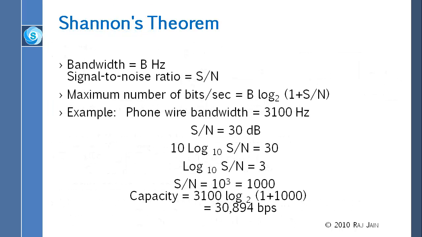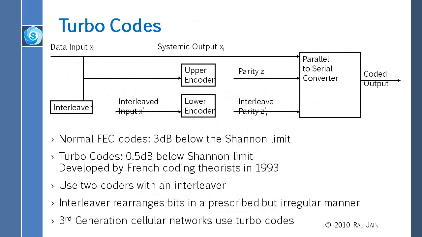So the Shannon limit says that if you have a signal to noise ratio of S upon N, this is the maximum you can get. Most people were not able to get that close. Given a 3100 Hertz medium, most people were not able to send 30,000 bits per second on a signal to noise ratio of 1000. Even though this is a theoretical limit, people couldn't do that in practice, right? But with turbo code, you come very close. You come within 0.5 dB of that.